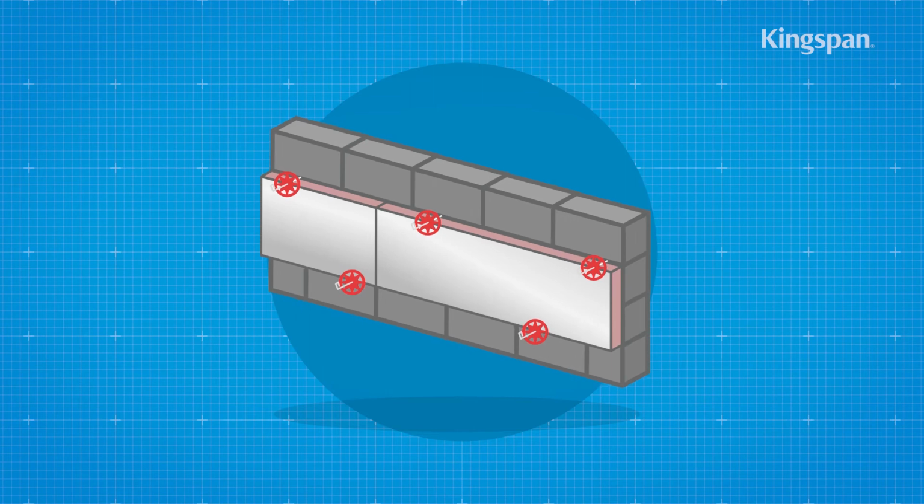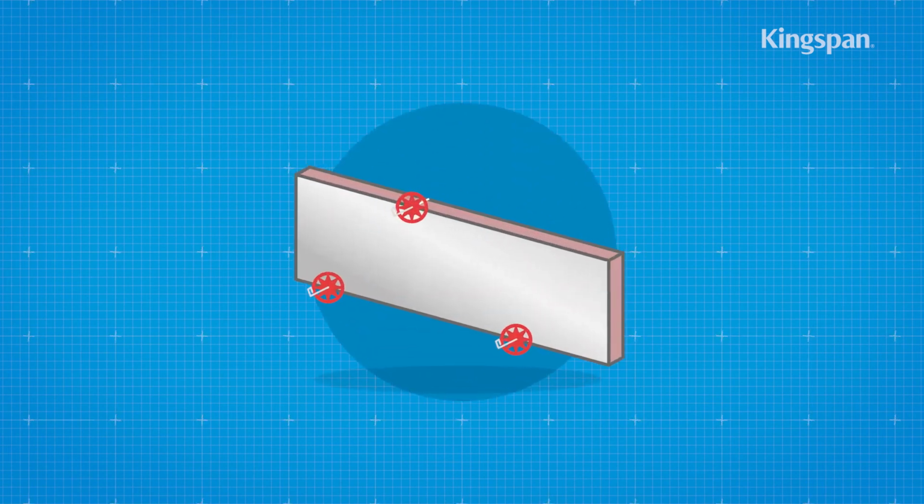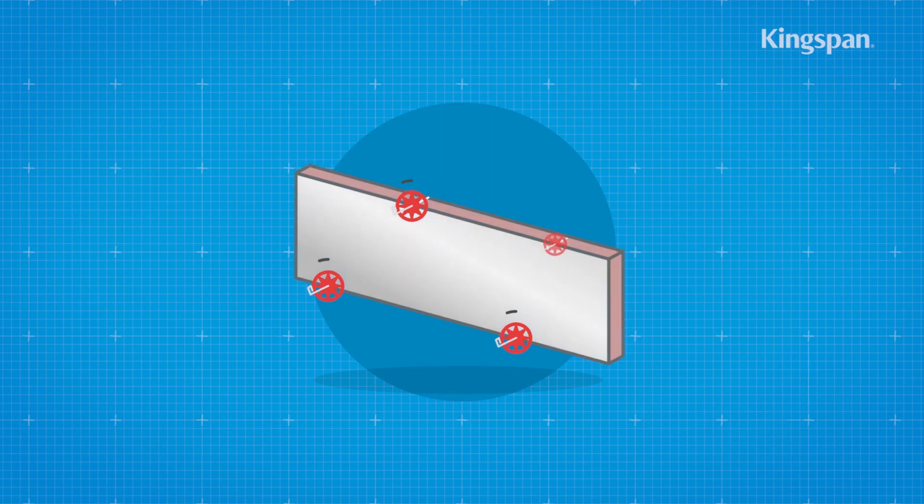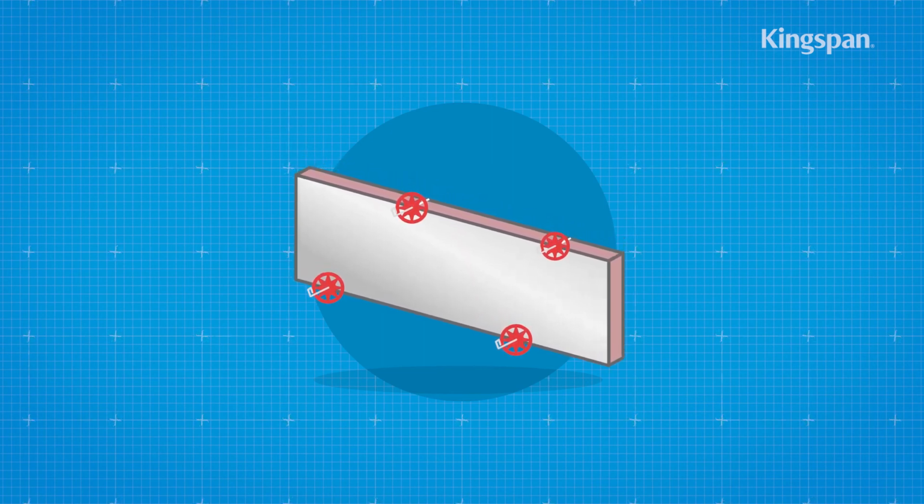Ensure each insulation board is retained tight against the inner leaf and joints are butted. Secure each board at a minimum of 3 points. Additional ties may also be required to satisfy structural requirements or to ensure adequate retention of boards or cut pieces.